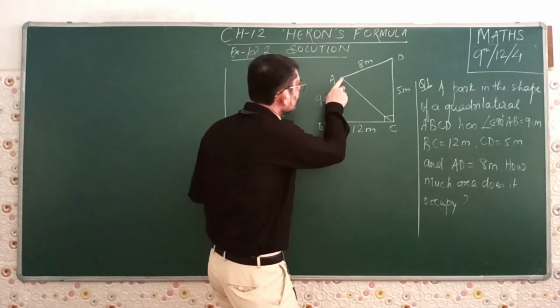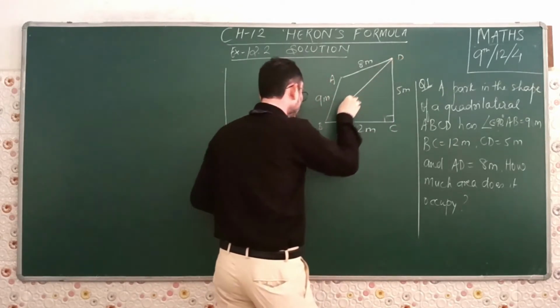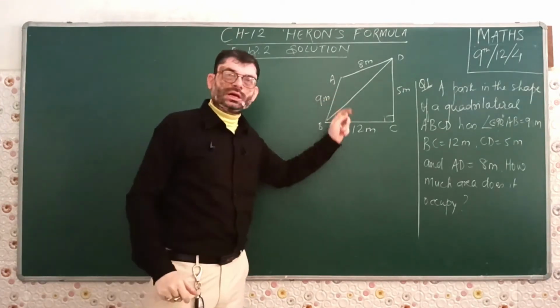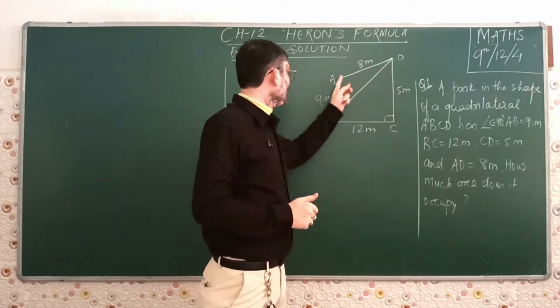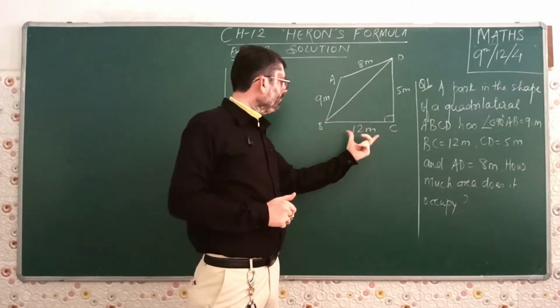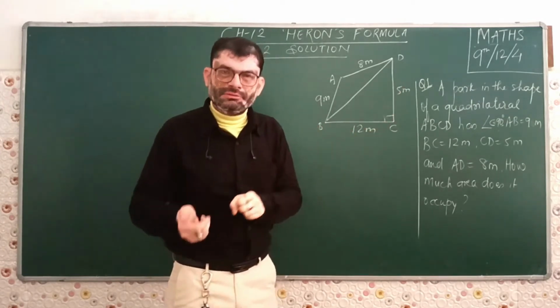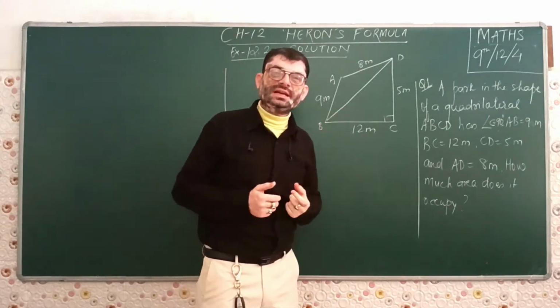Let us try out with BD. Let us remove this diagonal and let us join BD. Now this diagonal BD also divides the quadrilateral into two triangles: triangle BCD and triangle ABD. Again, suppose we consider this triangle. We have one side, we have the other side. Oh, it's a right angle. Area can be found by half into base into height. So we don't need the third side.